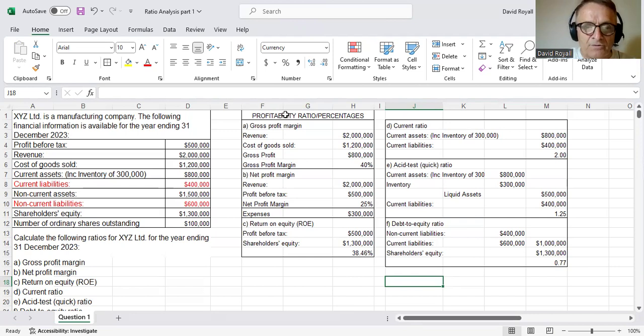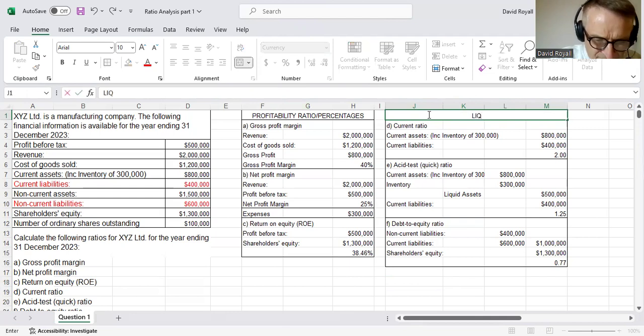Well, when I explained that these were profitability ratios, we have another general term for this as well, and we call it liquidity ratios.